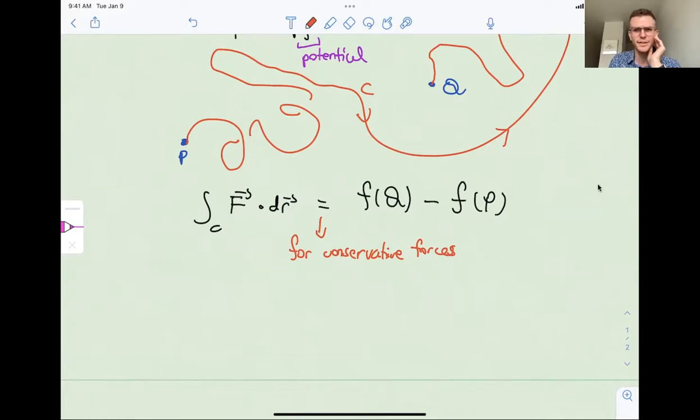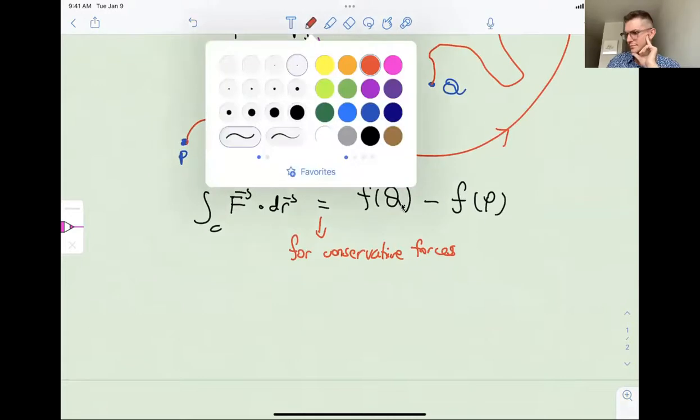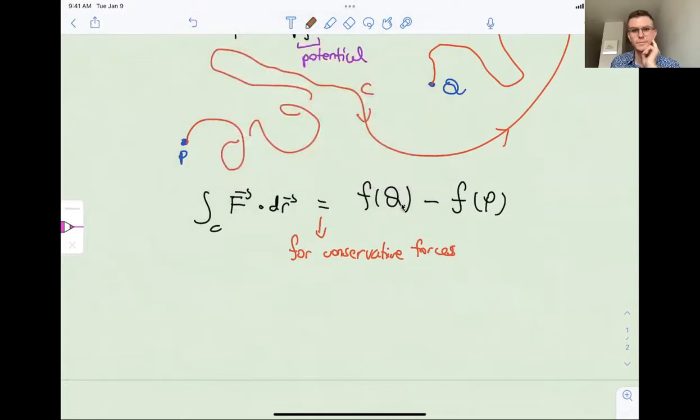So far so good. Is this okay? Now, what do you think the work would be if the endpoints are the same, meaning that if P and Q happen to agree, right? So you start at a point P.